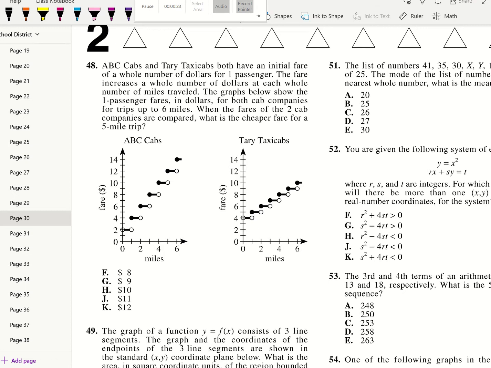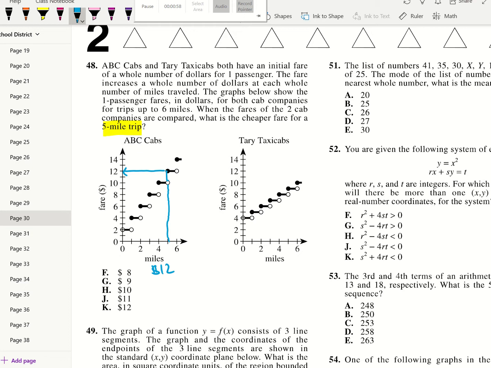And what we are trying to do is compare these companies and find out if we're looking for a 5-mile trip, which one is going to be a cheaper company to go with. So I'm going to start right here for 5 miles. If I go up here and I'm looking straight up to C, you might notice there's an open circle there. Because it's an open circle, that's not actually the defined value for 5 miles. I need you to continue to look up a little bit more, and then I can see the actual cost of the fare for ABC cabs at 5 miles would be $12.